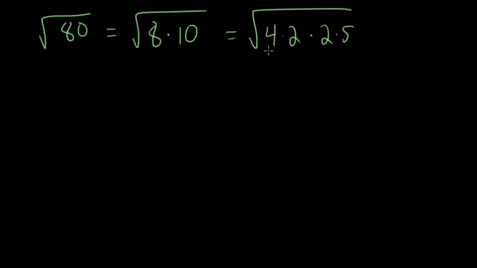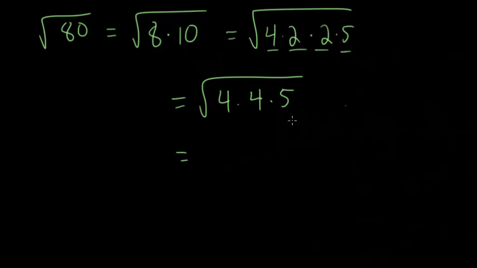Now looking at this, 4 we can split up, because we can take a square root of 4. And then we can pair the 2's together, because 2 times 2 is 4, and we can take that square root. But 5 isn't going to be able to pair with anything, so we're not going to be able to do anything to simplify 5. So let's just rewrite this as 4 times 2 times 2, which is 4, times 5.